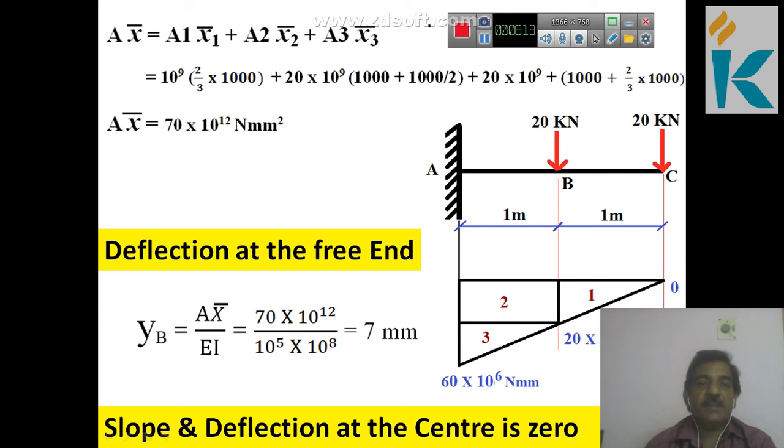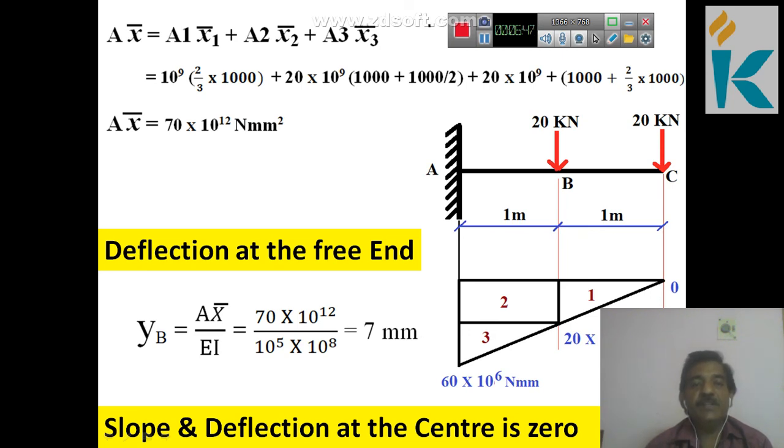So the X1 bar is calculated from the free end. When you go for finding the X1 bar from the free end, it's going to be 2 by 3 into L. So A1 into X1 bar is 10 power 9 into 2 by 3 into 1000, where 1000 is the length. Plus the second one is A2. For reaching A2 you have to cross 1000, so that is mentioned as 1000 plus the rectangle's half distance, that is 1000 by 2. So that is the X bar value.